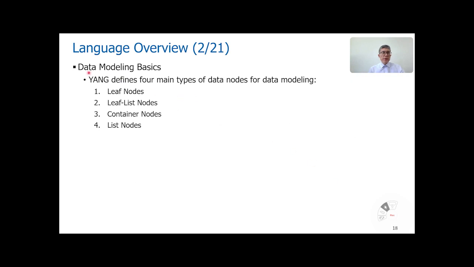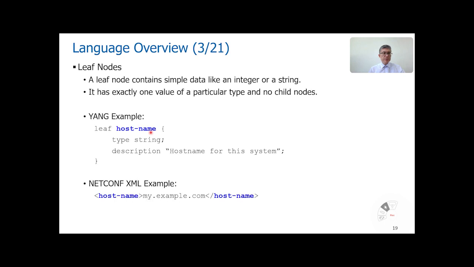So we have the basic data model types here: leaf nodes, leaf-list nodes, container nodes, and list nodes. We can look at one step at a time. So the leaf node is the simple data, like an integer or string. So we define a leaf. In YANG there is a kind of tree structure. The root of the tree is usually the module.